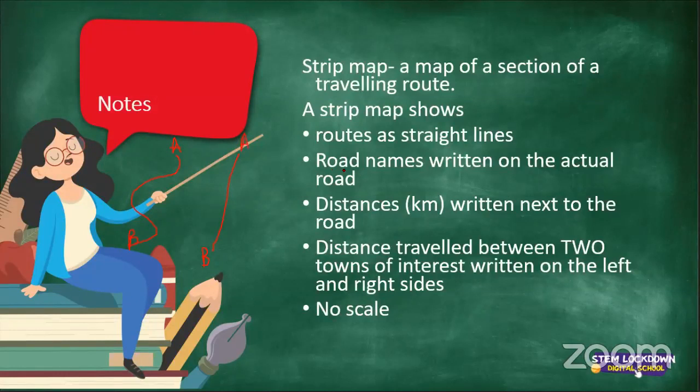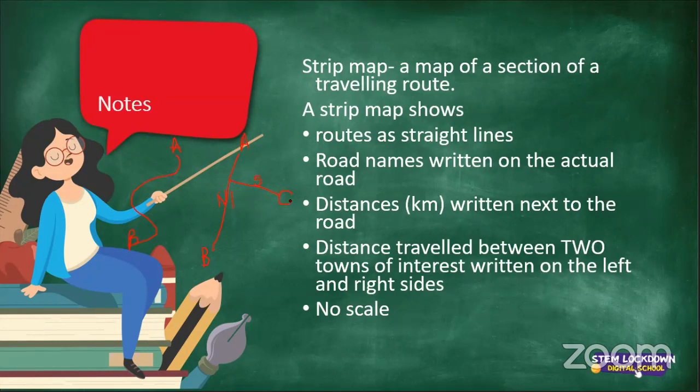Now, point number two, road names are written on the actual road. So if this road is N1, it will be written N1. And then distances are written next to the road. Let's say there's a road that joins to N1, going to town C, maybe there'll be 5. That 5 will actually mean 5 kilometers from this junction to town C, right?